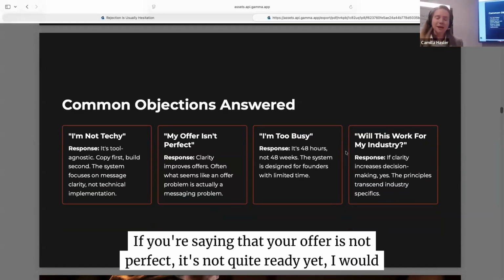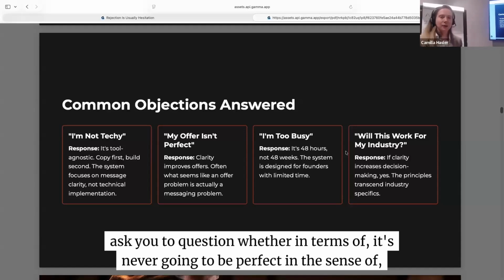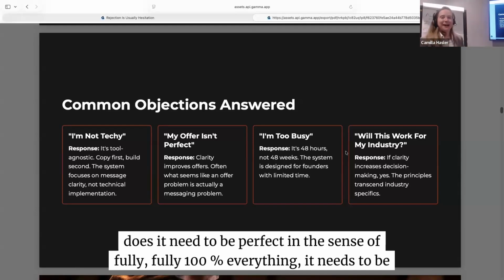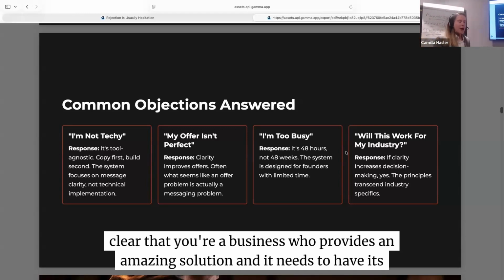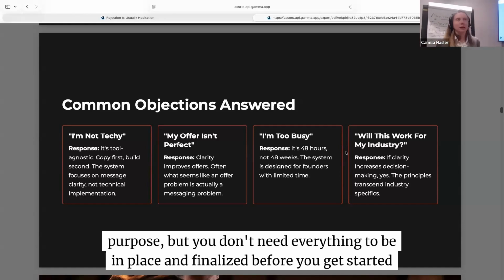If you're saying that your offer is not perfect, it's not quite ready yet, I would ask you to question whether it is ever going to be perfect. It doesn't need to be 100% everything. It needs to be clear that you're a business who provides an amazing solution, and it needs to have its purpose, but you don't need everything to be in place and finalized before you get started on the landing page.